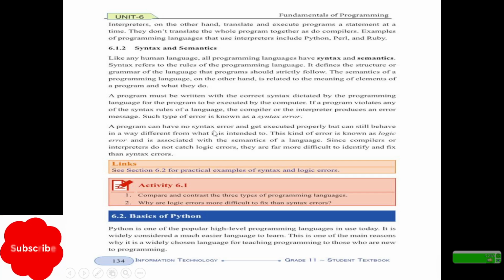A program can have no syntax error and get executed properly, but can still behave in a way different from what it is intended to do. It has no syntax error, and it is able to run or execute, but it has a meaning error. This kind of error is known as a logic error and is associated with the semantics of a language. Since compilers or interpreters do not catch logic errors, they are far more difficult to identify and fix than syntax errors.